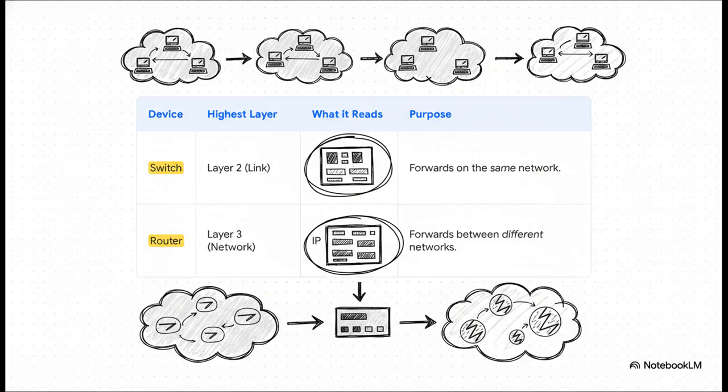But a router is different. Its job is to connect different networks together, like your home network to the internet. To do that, it has to look deeper, up to layer 3, to read the global IP address inside the datagram. That's how it knows where in the world your packet needs to go next.